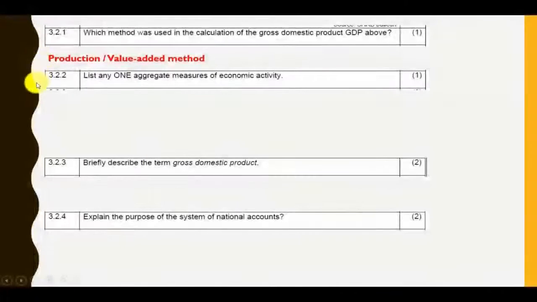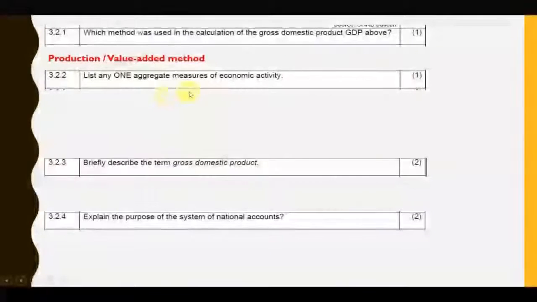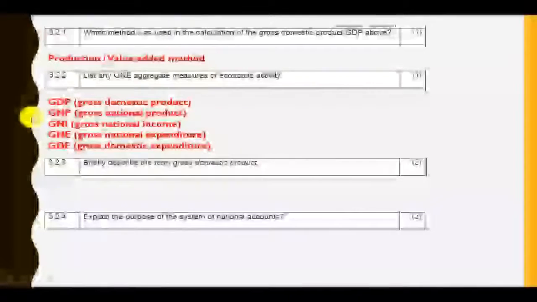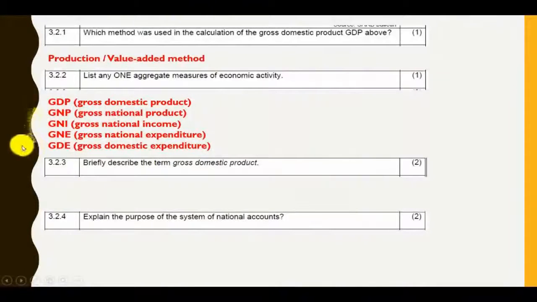Now this next question is an interesting one, grade 12s. Let's see what it says. List one aggregate measure of economic activity. So remember, aggregate means total. So list one measure of economic activity that we can use. These are some of the options you could have had: gross domestic product, gross national product, gross national income, gross national expenditure, and gross domestic expenditure. So it's anything that measures total economic activity in one way or another. Probably GDP would be the one that you would be most familiar with, and maybe GNI.